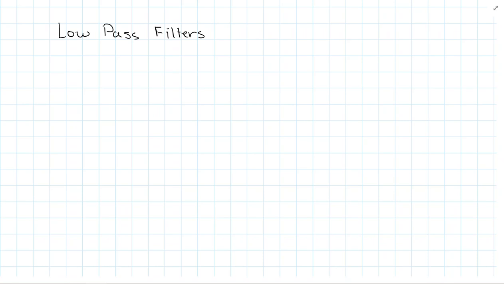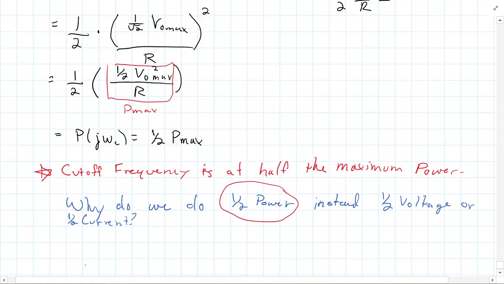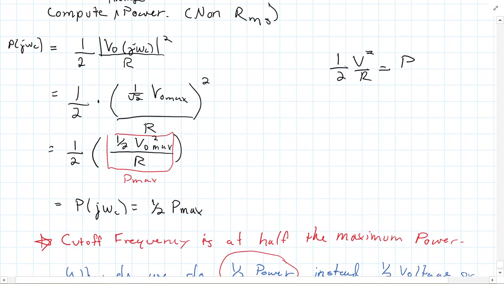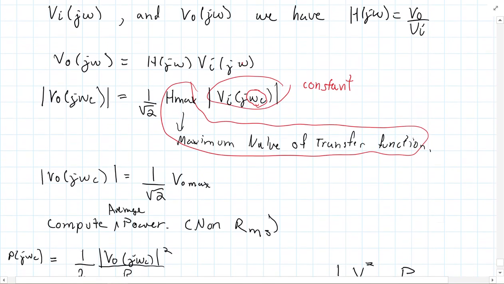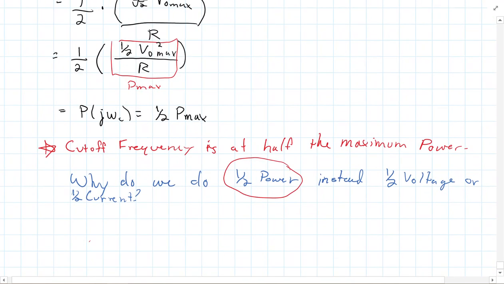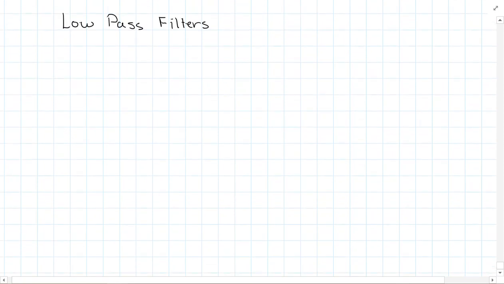Okay, so we're going to start our discussion on low-pass filters here, remembering where we were before, that we had gone through and seen why we determine the minus 3 dB point to be where we define what the cutoff frequency is, and that's because it actually corresponds to the signal being at half power.